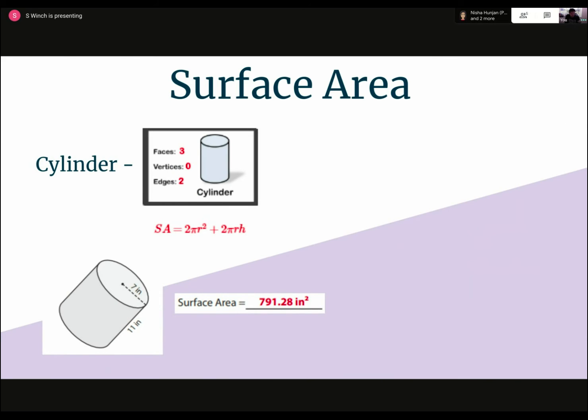Here, similar to volume, where we find out the area first of the cylinder, and then of course you just multiply it by the height. Okay, here same thing, but you're just going to do it twice. So here we do pi r squared. 7 squared is 49, multiplied by 3.14, and then multiply that by 2. Once you've done that, if you do the same thing but include the height, okay, that'll give you 791.28.